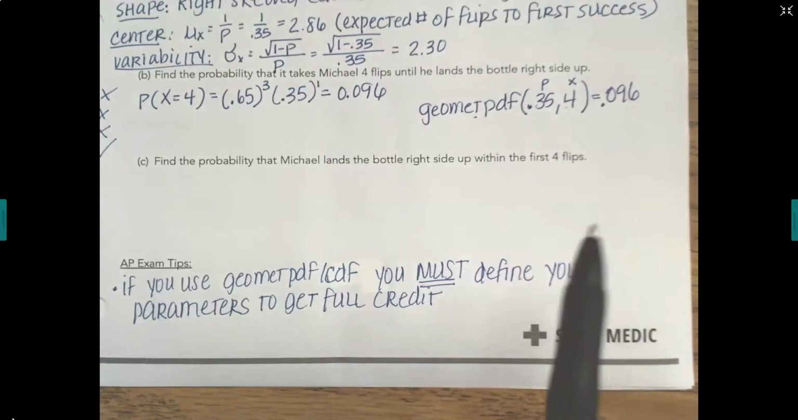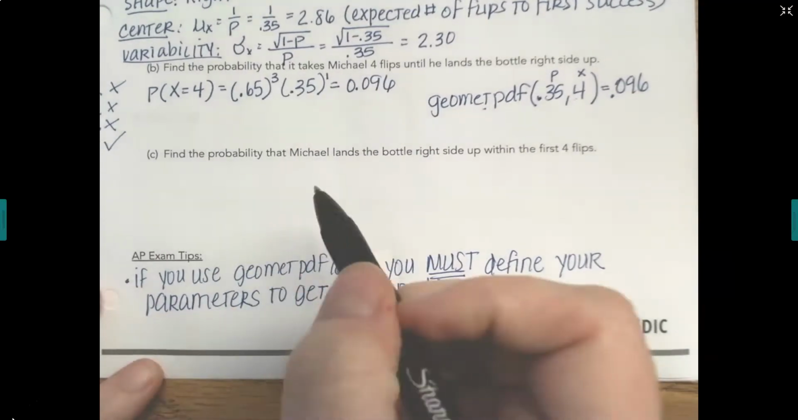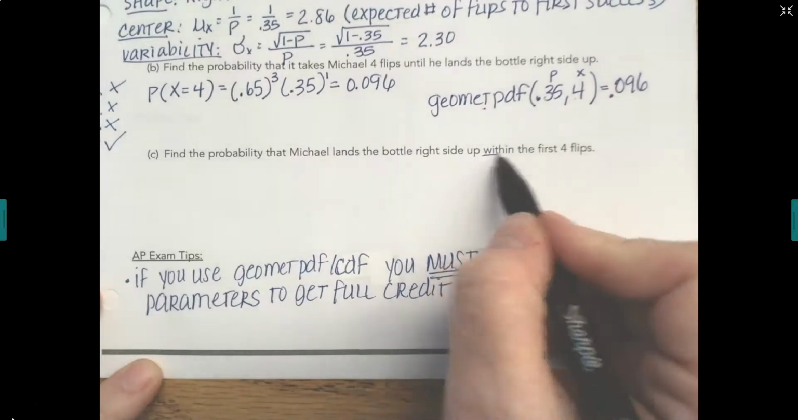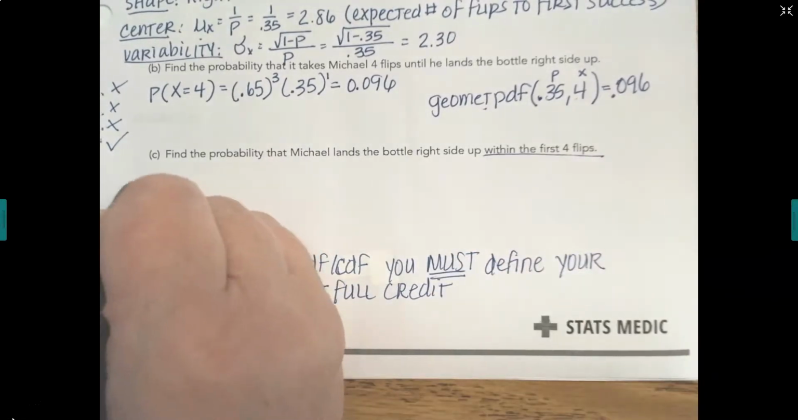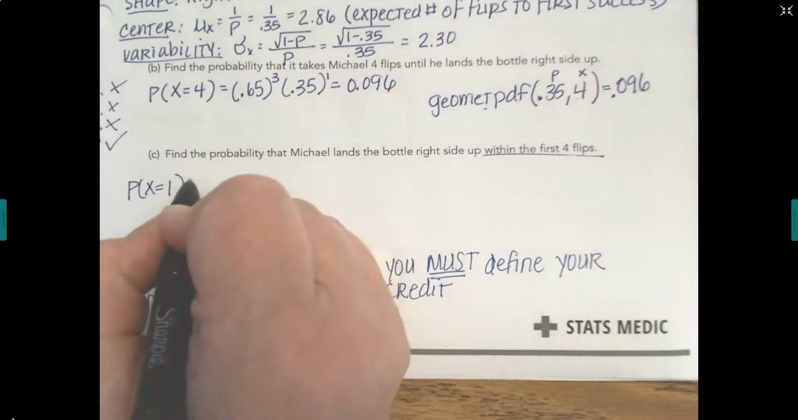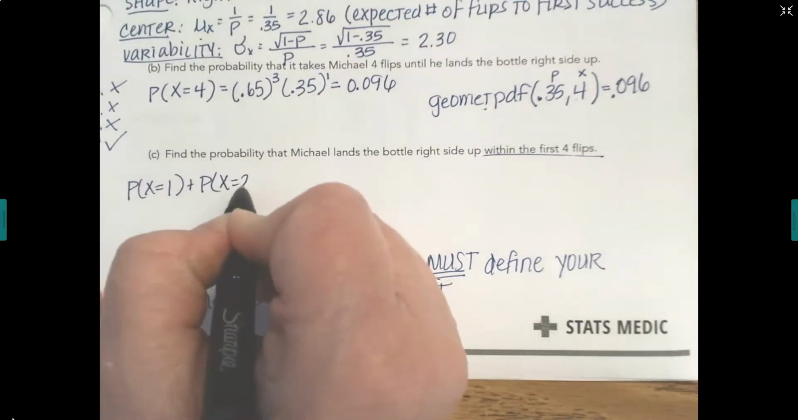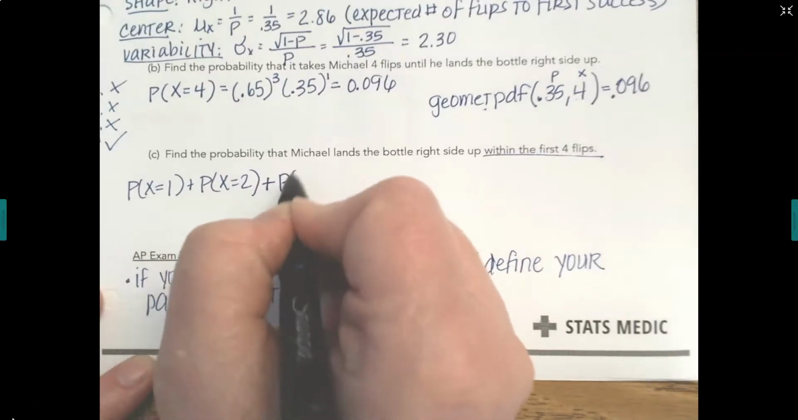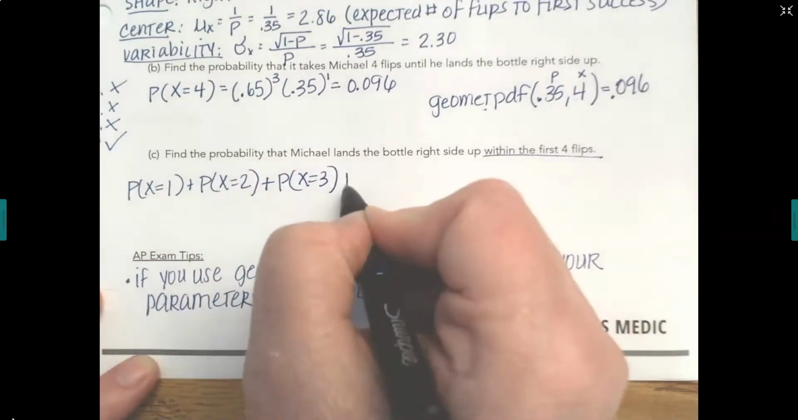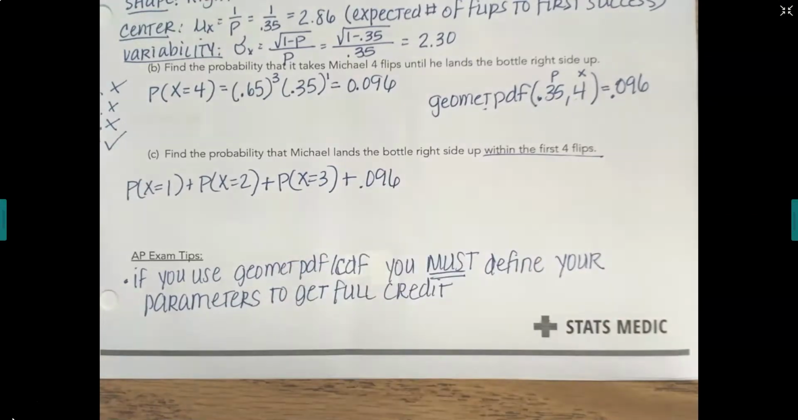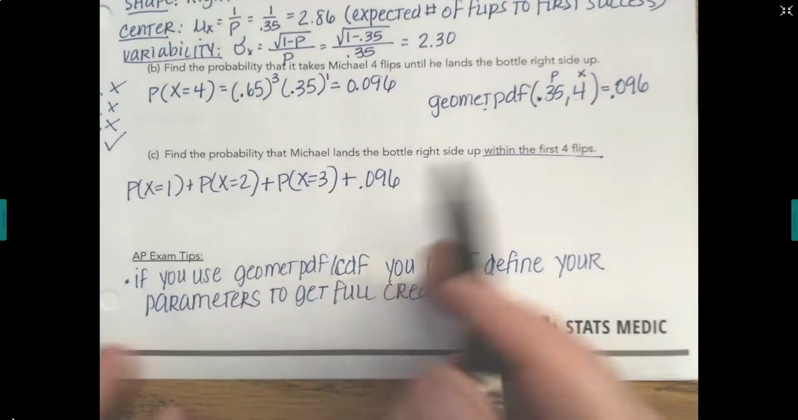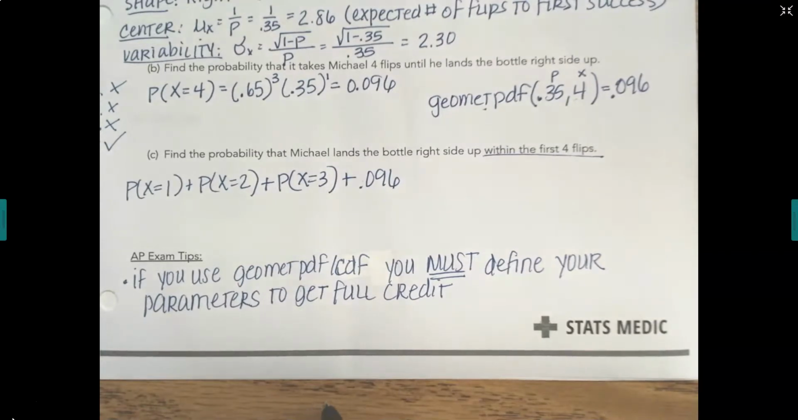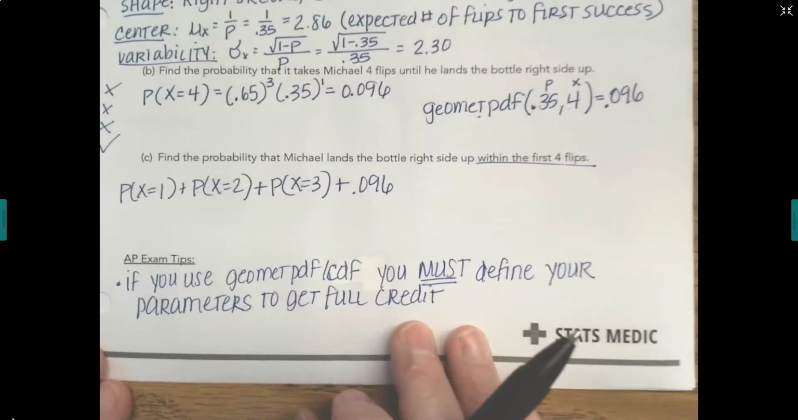Okay. All right. What if I don't want to know a particular value? What if I want to know a range of values? So in that case, what you would need to do, so in this one we're saying within the first 4 flips. So what they're really saying is the probability on the first flip, or the probability on the second flip, or the probability of the 3rd flip, or the probability of the 4th flip, which we already know. You would have to calculate all of these and then add them together.